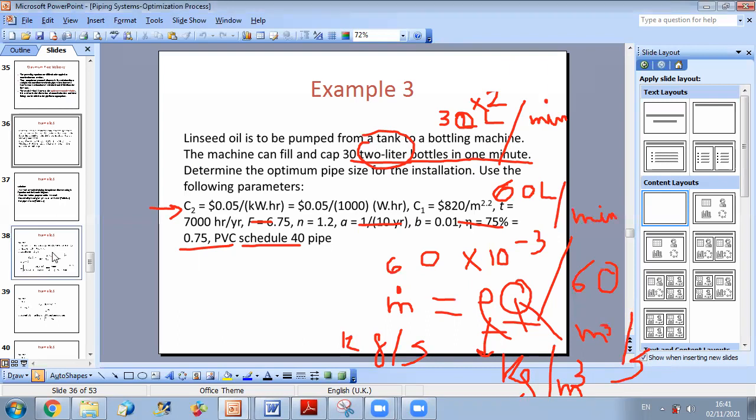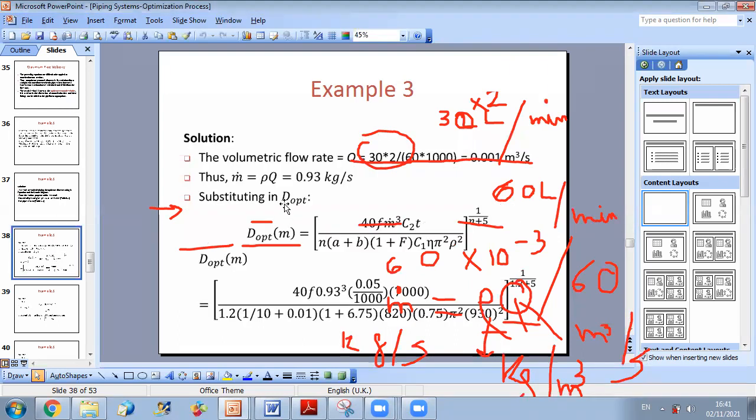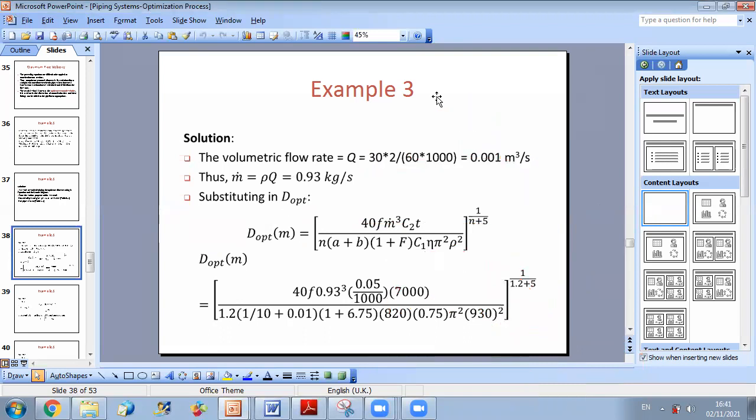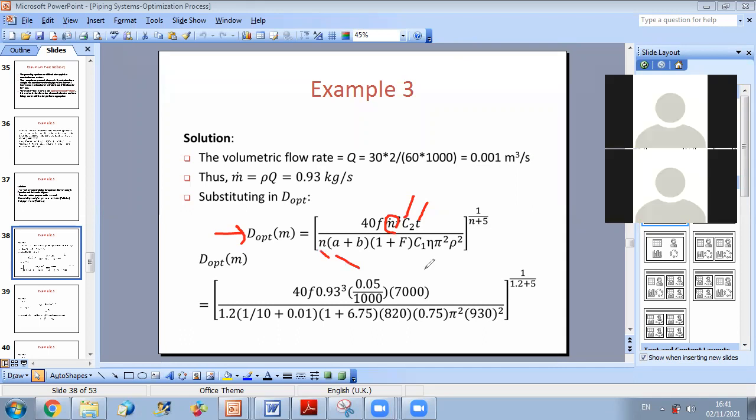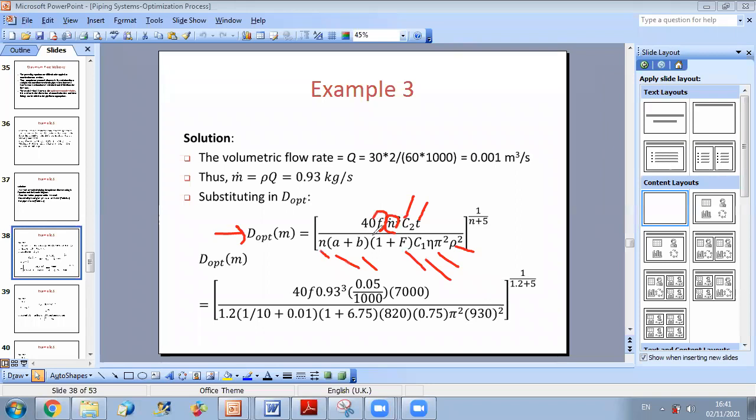Then now I can use the formula for the optimal diameter. The optimal diameter is a function first of m dot, which was calculated, C2 given, T is given, N, A, B, F, C1, the efficiency are given, and rho is the property we got from the table. We still have only one parameter to find, which is the friction factor, because if we don't know the friction factor, we cannot get the optimum diameter.